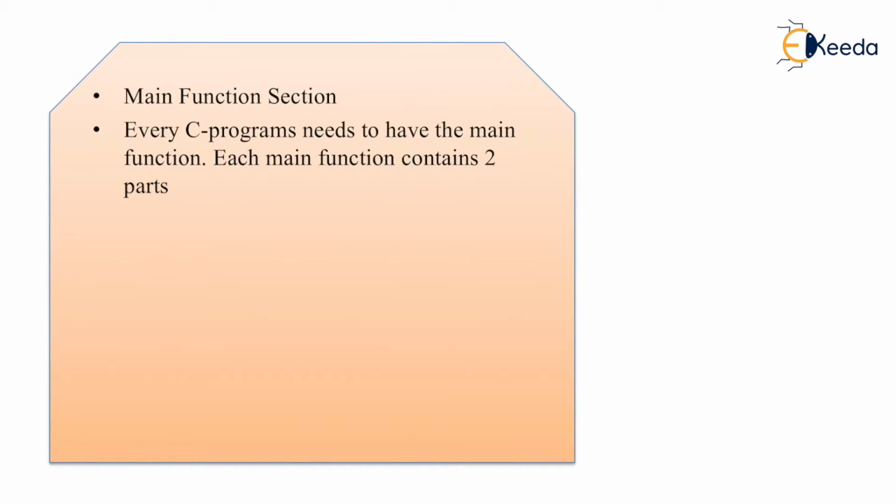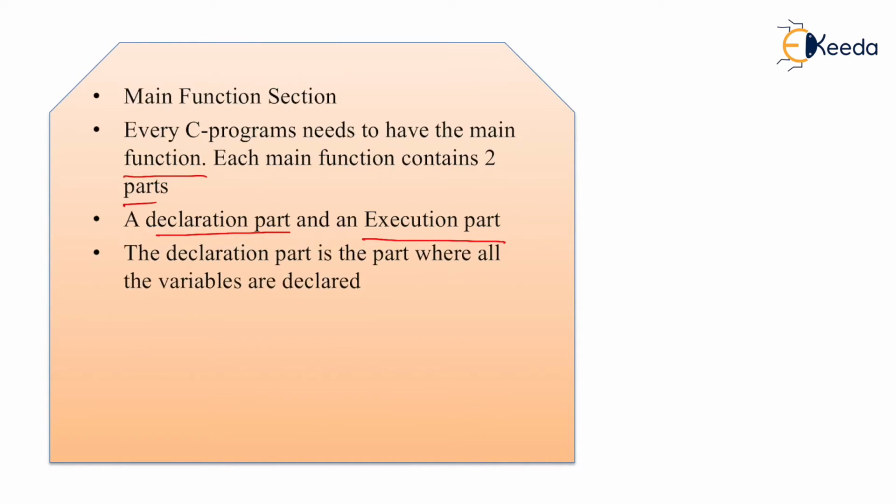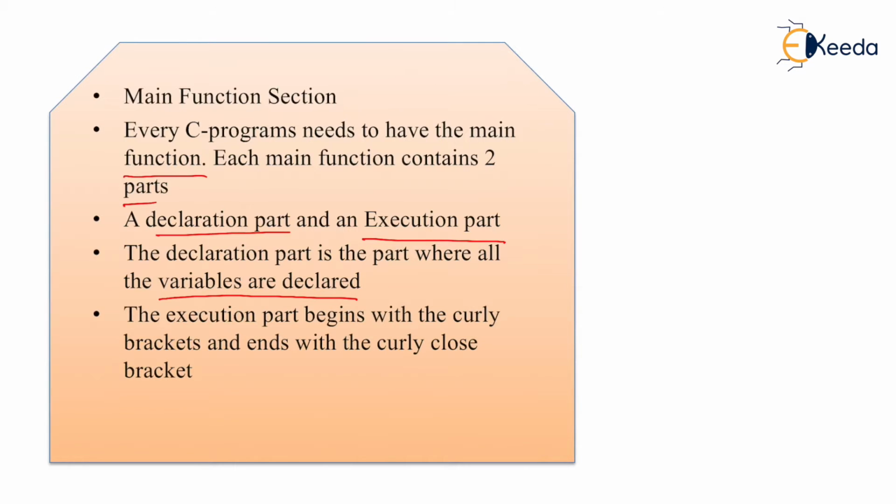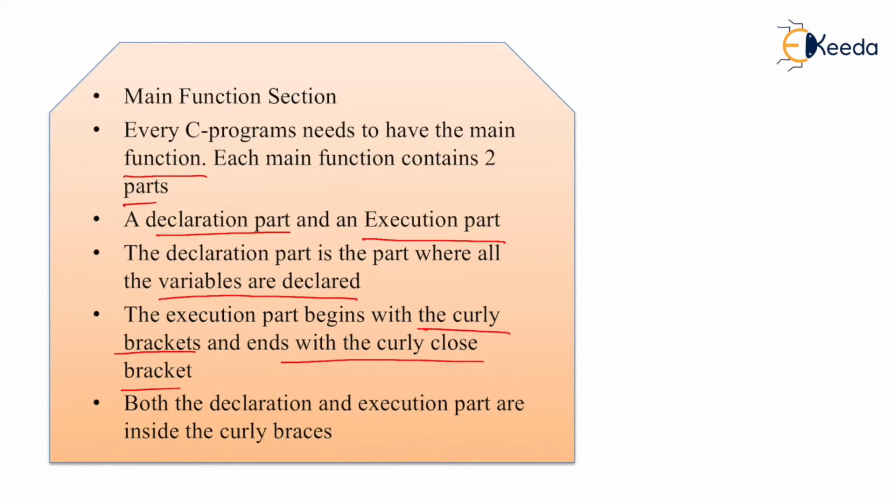Next is the main function section. C programs need to have the main function. Each main function contains two parts. Which are they? A declaration part and the execution part. The declaration part is where all the variables get declared. The execution part begins with a curly bracket and ends with a curly bracket. Both the declaration and execution parts are inside the curly brackets.